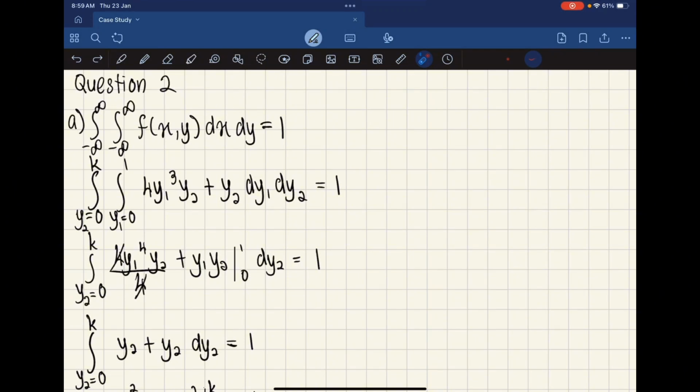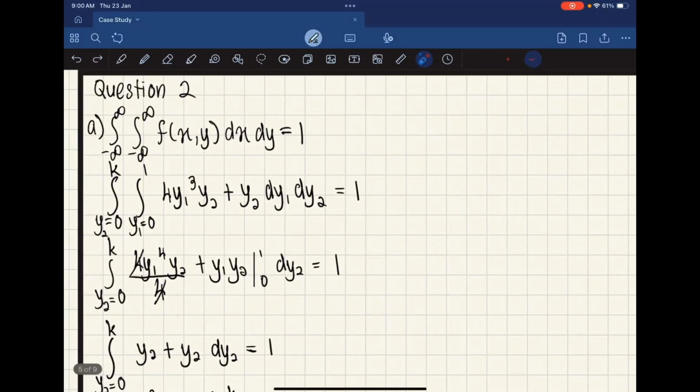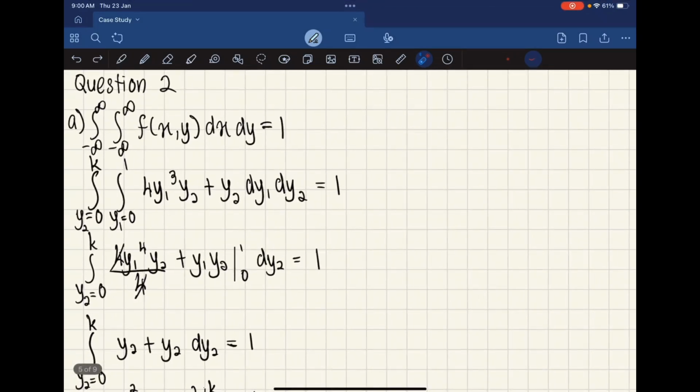For the question 2, let the joint probability density function of y1 and y2 be a function of y1, y2, which is k y1 cube y2 plus y2. For the question A, find the value of k. Before that, we need to know whether the question is discrete or continuous case. For this question, we know that it is continuous, so we need to solve it with the continuous case.